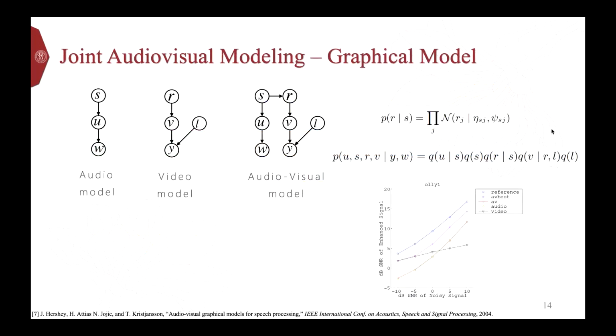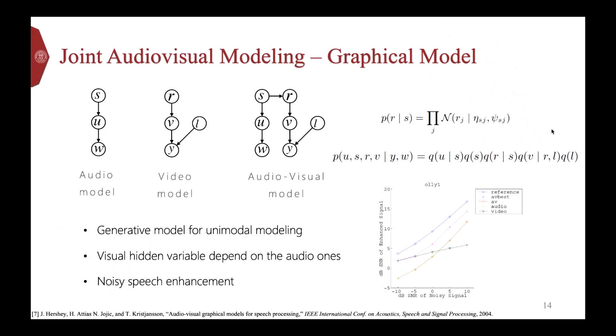So for the first one, the graphical model assumes that different unimodal data are derived from hidden variables, such as audio is derived from S and visual is derived from R. And in this figure, the research considers that the visual hidden variable depends on the audio one, that is R depends on S. So in this task, it aims to model the relation between the audio and visual as a graphical model, maximizing their correlation via the designed graphical model.